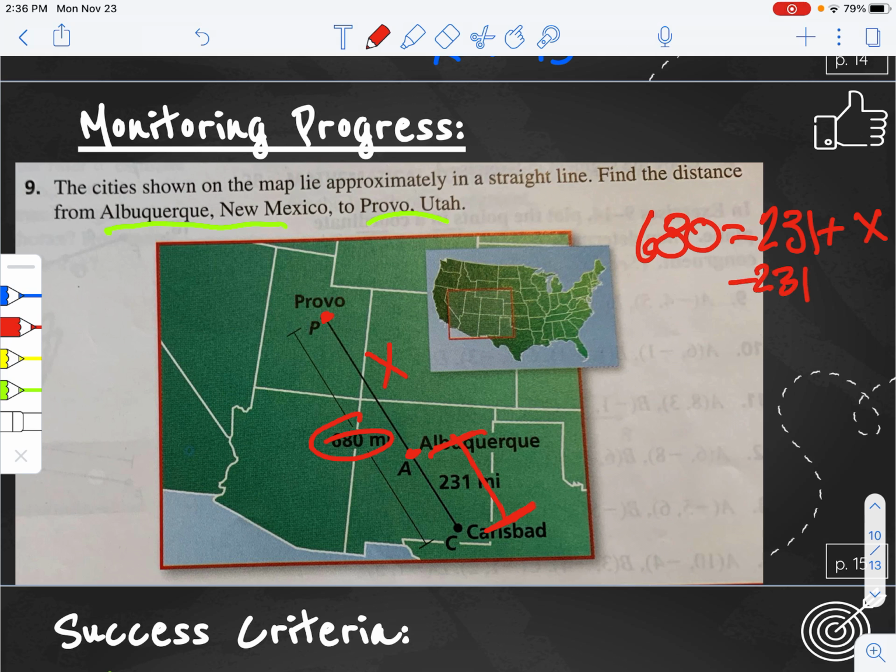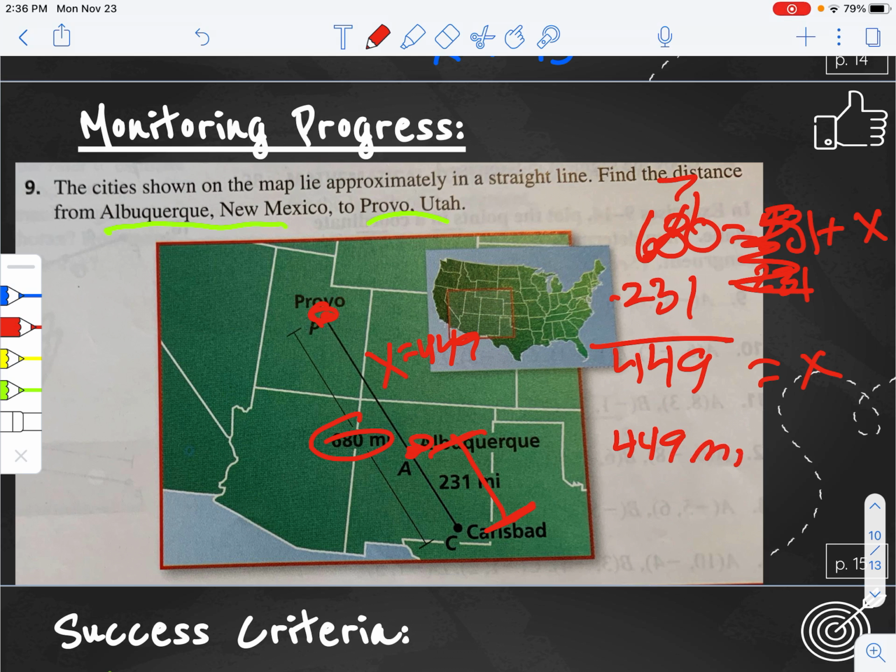So all we need to do is subtract 231 from both sides. To get that X equals 449. So that would mean from Albuquerque, New Mexico to Provo, Utah would be 449 miles.